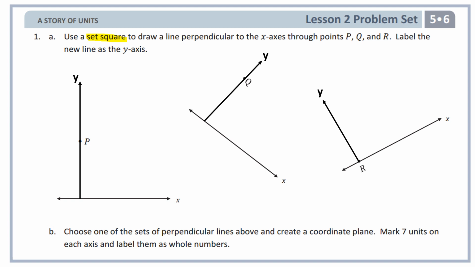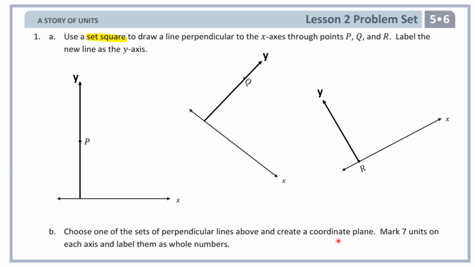Let's move on to 1B. 1B says, choose one of the sets of perpendicular lines above and create a coordinate plane. Mark 7 units on each axis and label them as whole numbers. I'm going to do part of this with you, and I'd like you to finish up the remaining part of the problem. So it says, choose one of the sets of the perpendicular lines above. I'm going to select this one here for point P, all right?